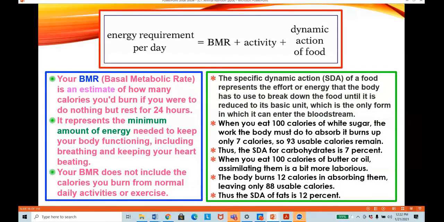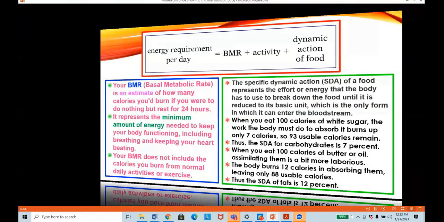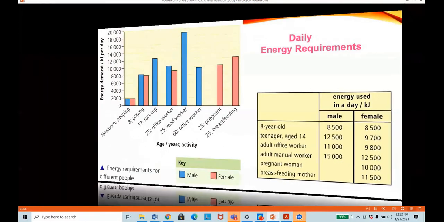And is the SDA of carbohydrates more or less than fats? Is it less for fats or carbohydrates? The SDA for carbohydrates is less, providing the body with more usable calories, whereas the SDA for fats is more, which is 12 calories, which keeps only 88 usable calories from the fats for our body. Okay, so SDA of fats is more compared to carbohydrates. Thank you so much, Jumana.